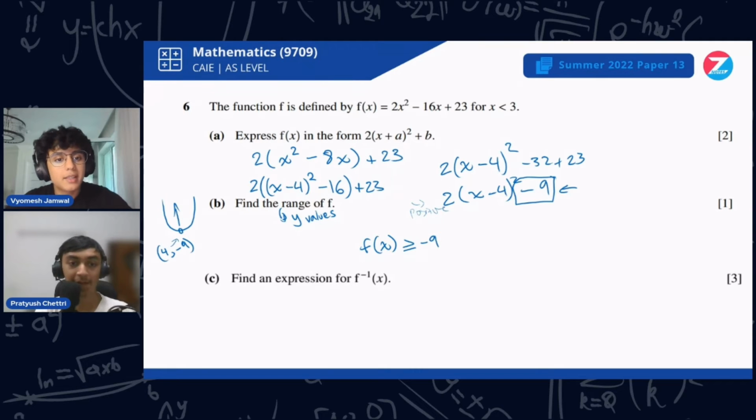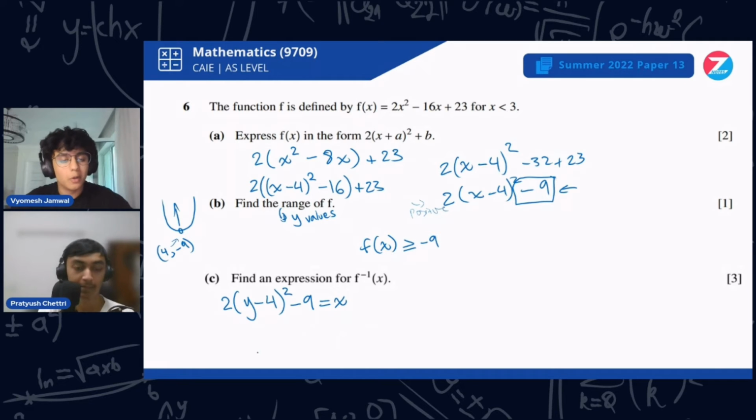Sure. So it's asking to find the inverse of the function, right? So again, it's way better to use the completed square form, especially if they asked us to do that in 6a. So we would continue with that, but flip the signs of x and y. So it'll be 2 brackets y minus 4 squared minus 9 equals x. And make that in terms of y. So I would add 9 on both sides.